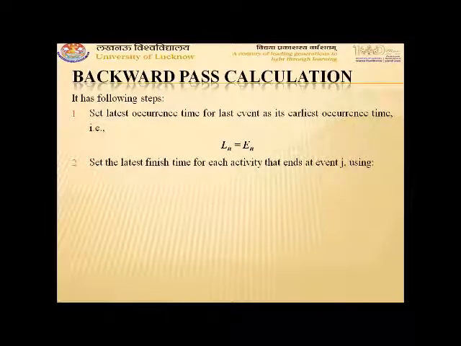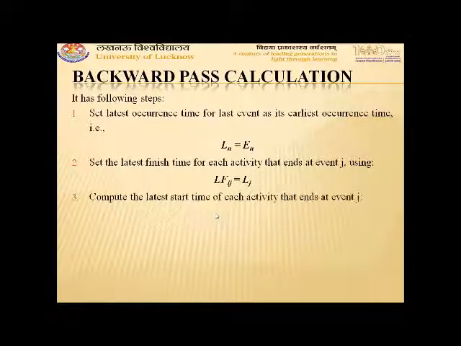Then in backward direction, first set the latest finish time for each activity which ends at event J using LF_IJ is equal to L_n or L_J. So in same manner, we have 11 events in the network diagram which we have constructed, and we have 11 events there. So we put L11 is equal to E11.